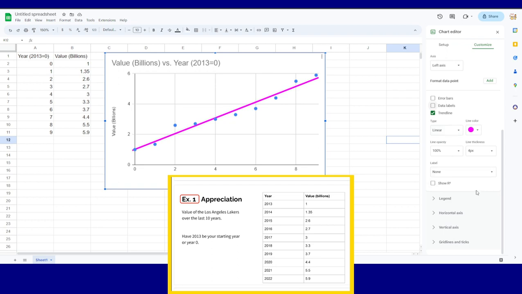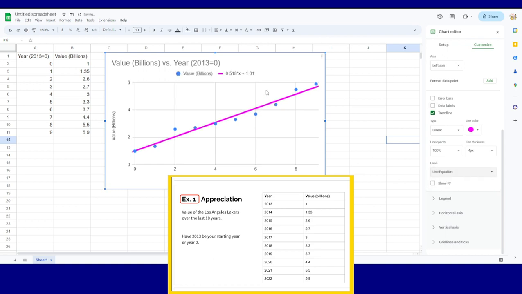Now, the other thing we want to do, down here when we're customizing where it says label, we want to say use equation. So now when we look up here, we have a linear equation. We have an equation of this line of best fit, this y equals mx plus b, the slope and the starting value. So we have our line now, so we can use this equation if we wanted to make predictions, and we are going to do that.